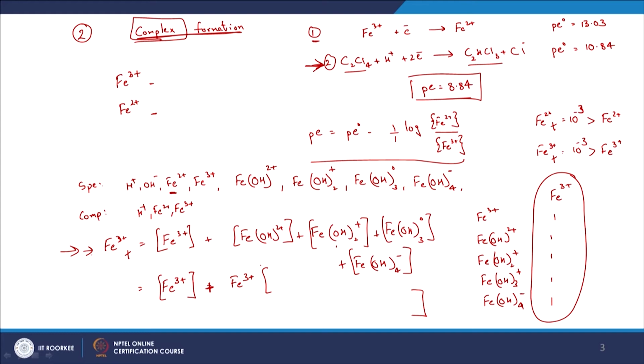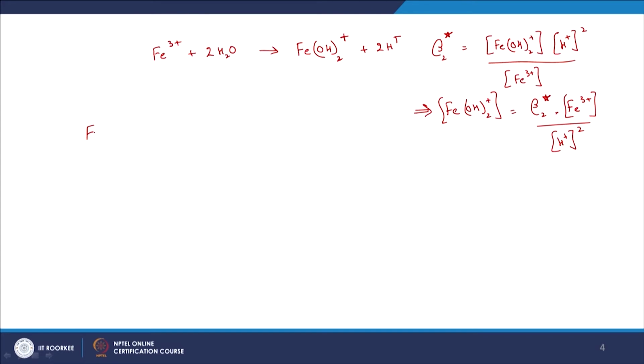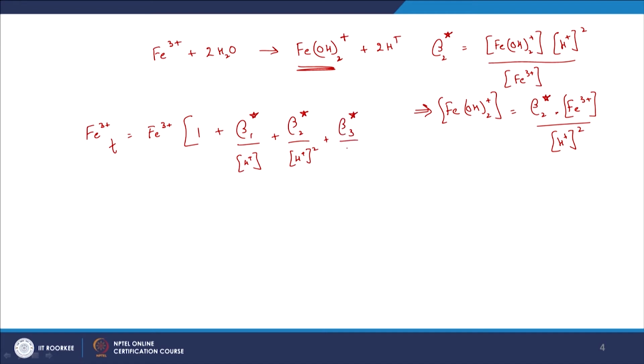Fe3+ total is going to be equal to Fe3+ times 1 plus, for the first complex, beta 1 star by H+, plus beta 2 star by H+ squared, which is for this particular complex, and for the other two complexes too we can write it down similarly, beta 3 star by H+ cubed plus beta 4 star by H+ to the power of 4.